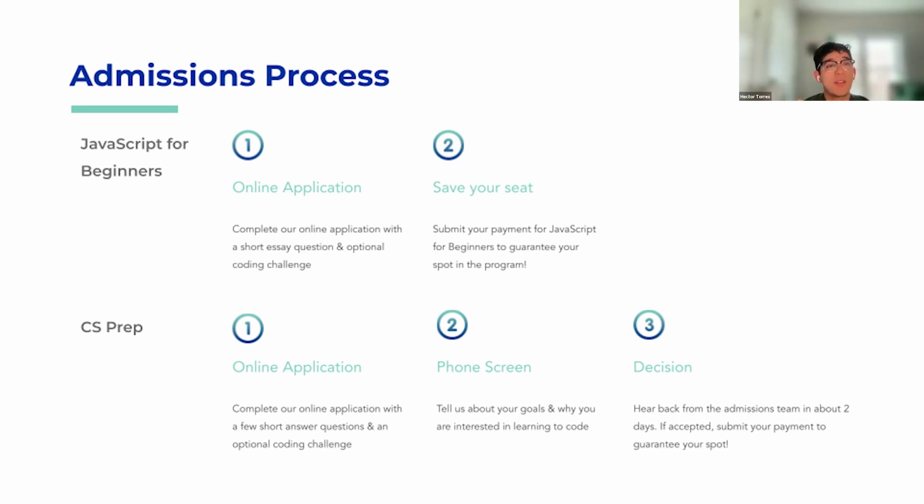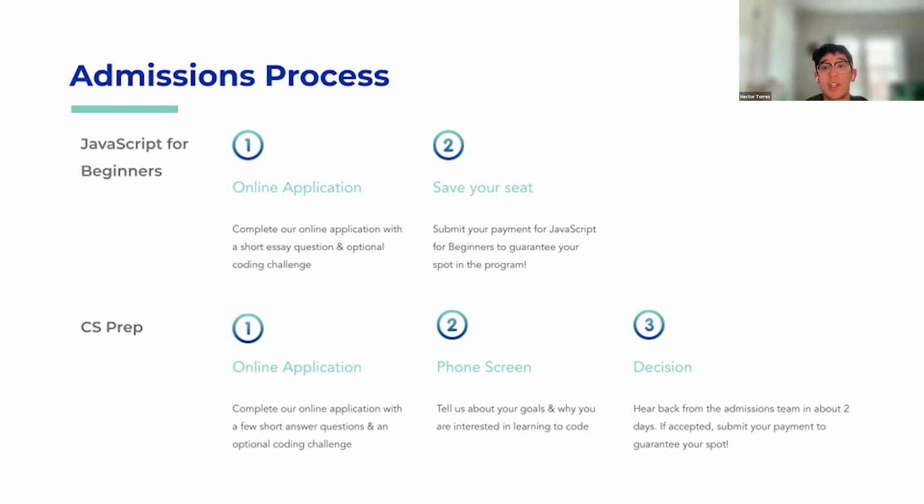And here's our admissions process for each of our prep programs. So for JavaScript for Beginners, you'll submit your online application, which has a short essay question and an optional coding challenge. If your application is admitted, then you'll receive your acceptance. You'll be able to save your seat by paying off your invoice.